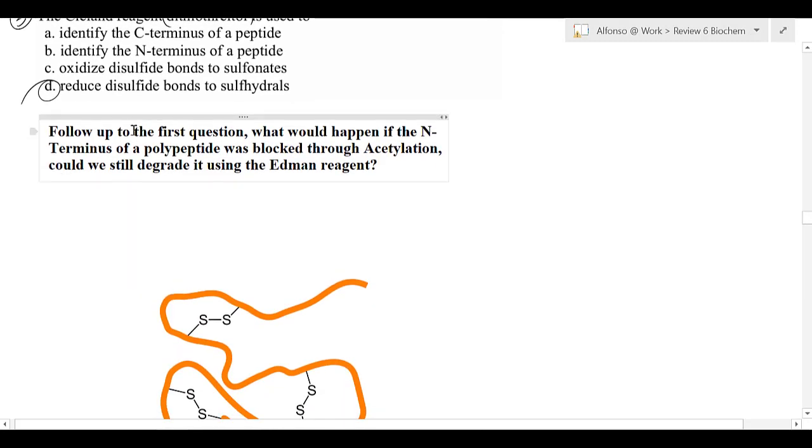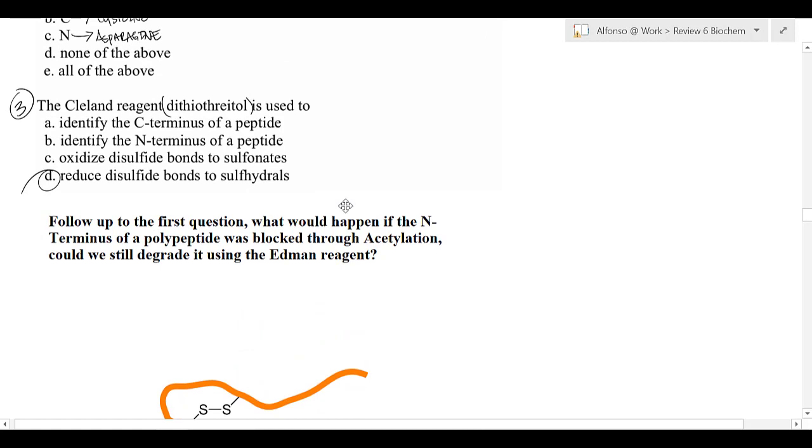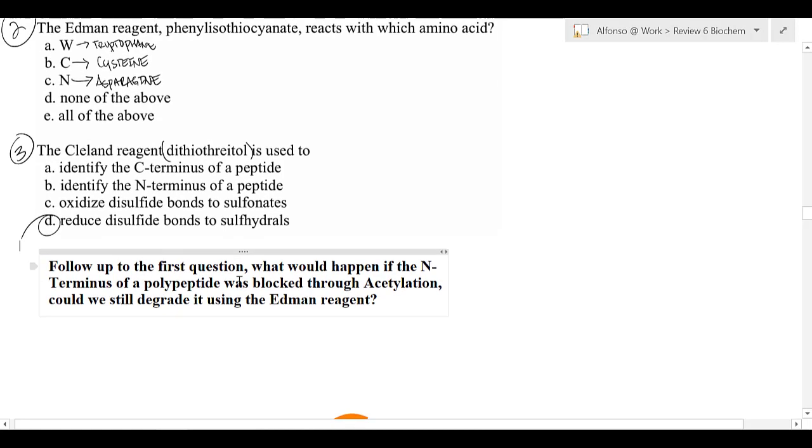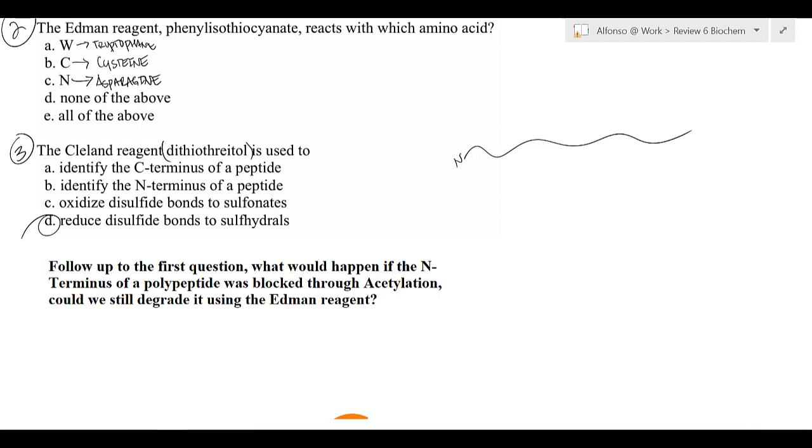Okay, so the follow-up to the first question, what would happen if the N-terminus of a polypeptide was blocked through acetylation? So let's say we have a polypeptide and the N-terminus was blocked through acetylation. What is acetylation? It's where you neutralize the positive charge. Okay, so that's true, through acetylation of the N-terminus, that's exactly correct. You do neutralize the charge.